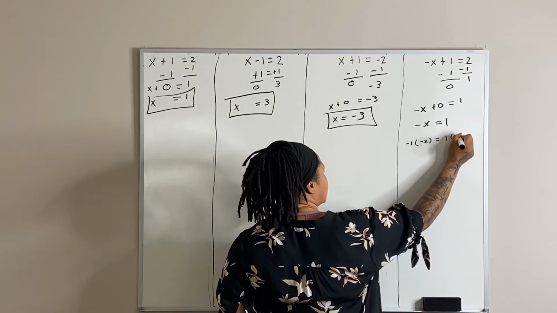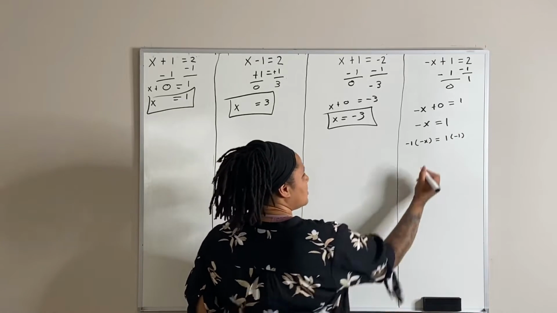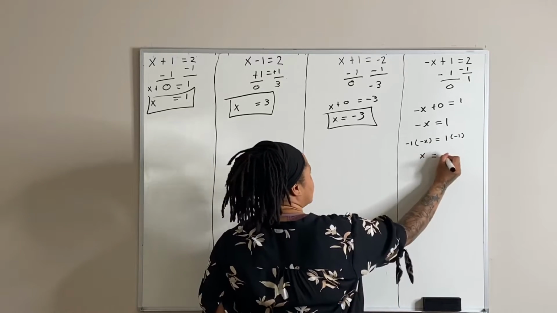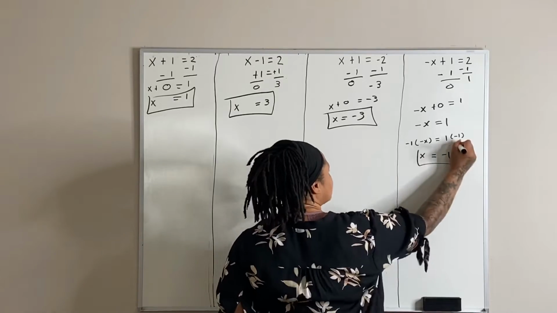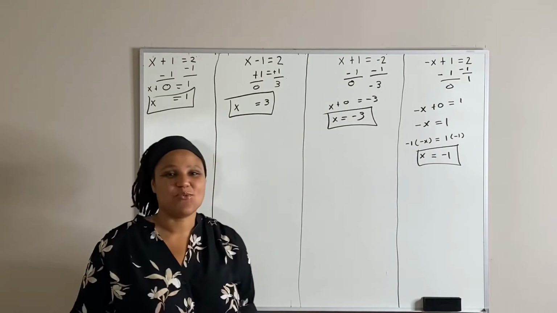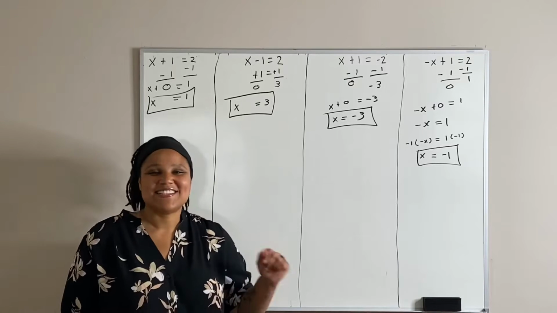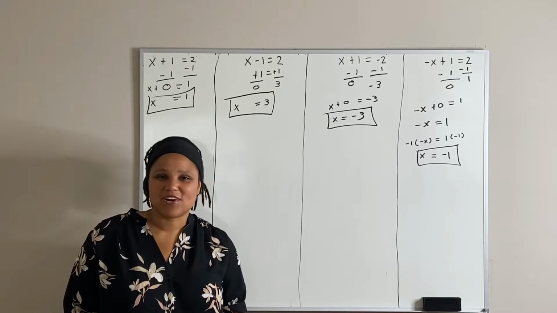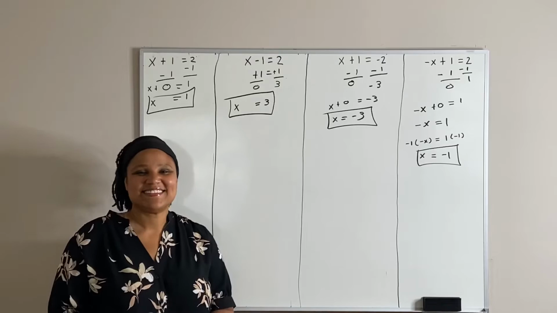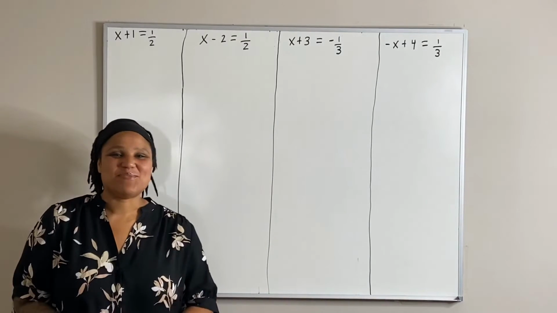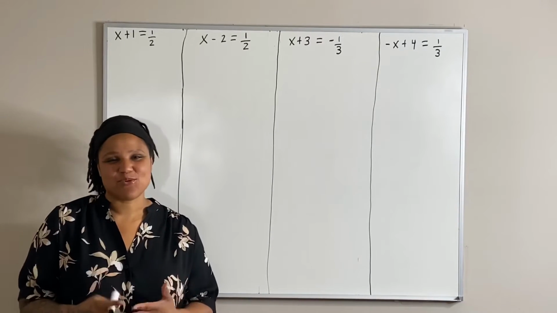1 times a negative 1, right? So this becomes a positive x and a negative 1. So x is equal to negative 1. So there you have it for our first 4 examples. Let's look into our next 4. Okay, so moving on to our next 4 examples.